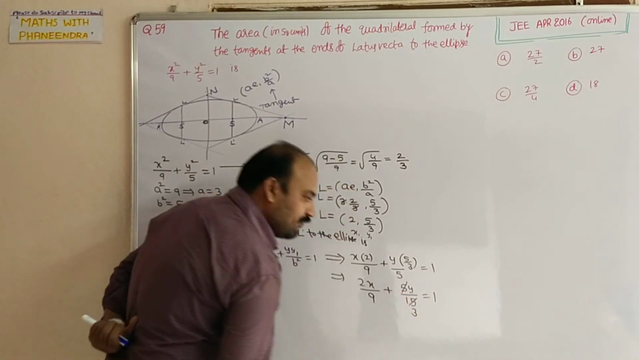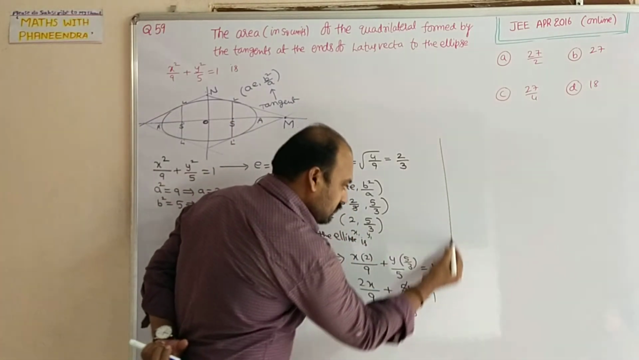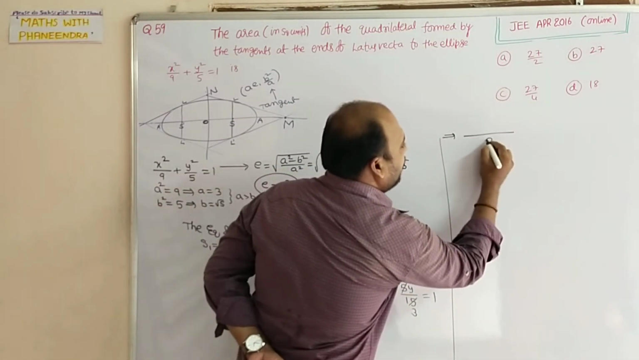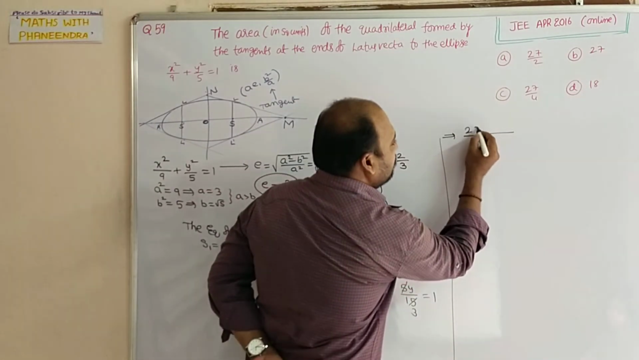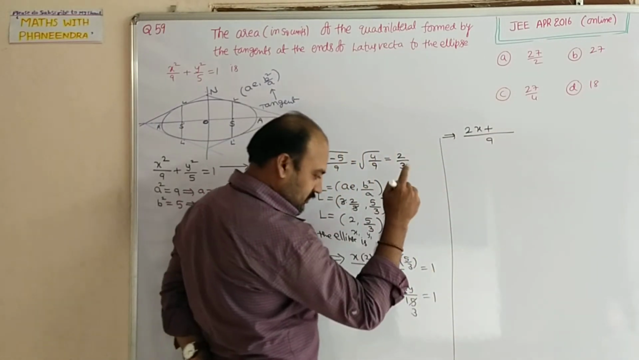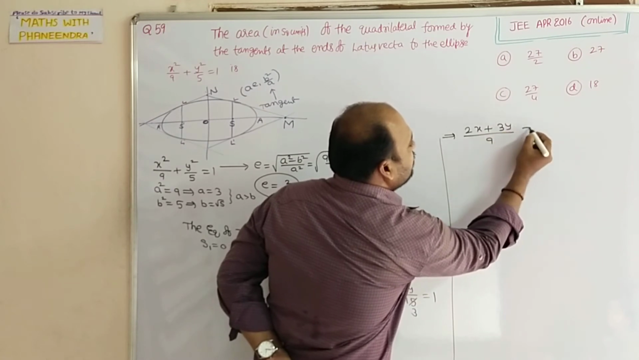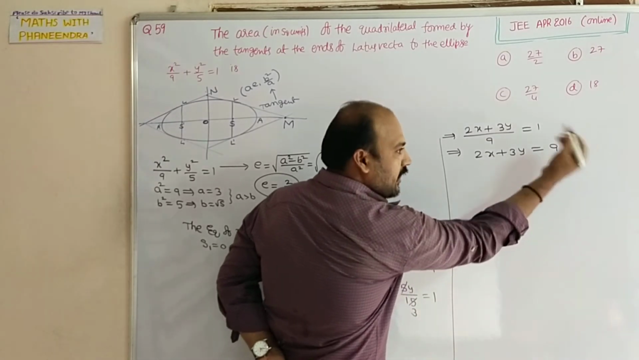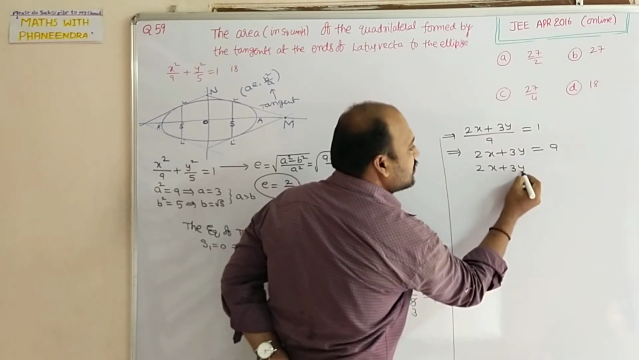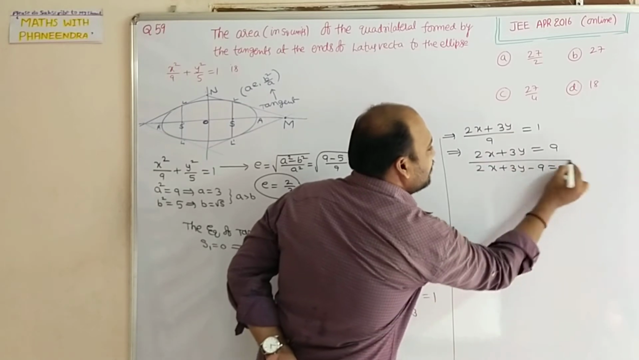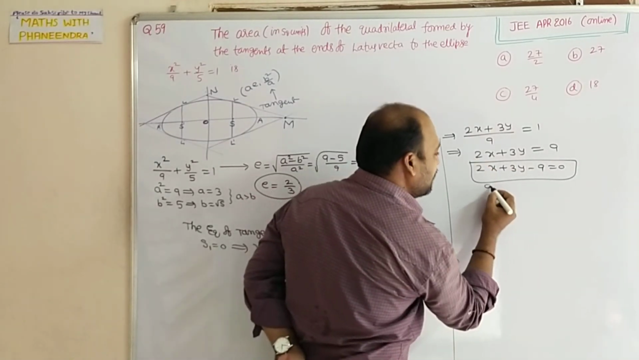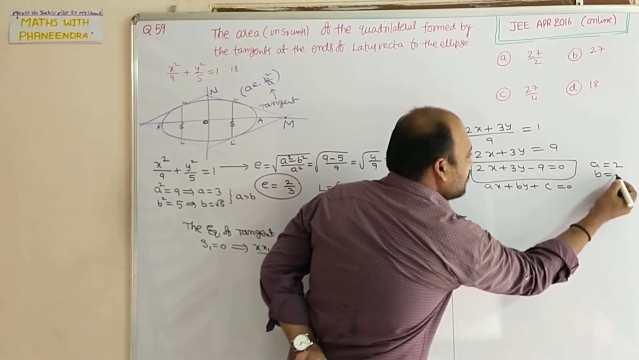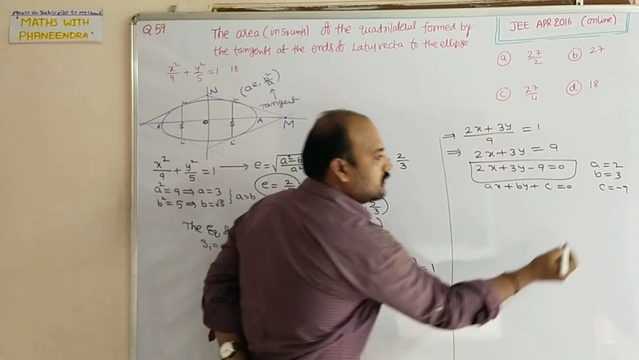5 ones are 5, 5 threes are 15. Now we can write it by taking LCM 9. 9 is the LCM. 2x plus 3 threes are 9, so 3y is equal to 1. That implies 2x plus 3y is equal to 9. We can take 9 to this side: 2x plus 3y minus 9 equal to 0, which is in the form of ax plus by plus c, where a is equal to 2, b is equal to 3, c is equal to minus 9.